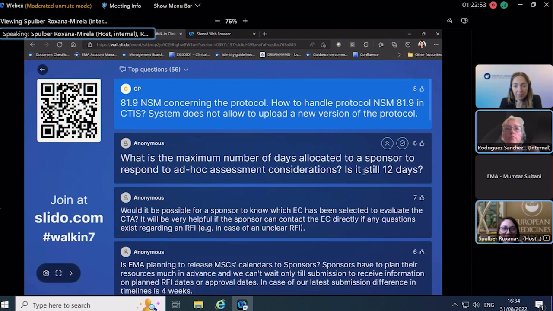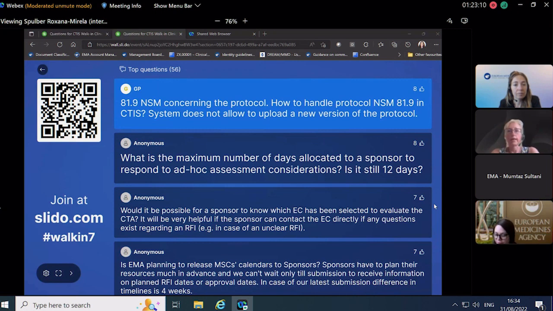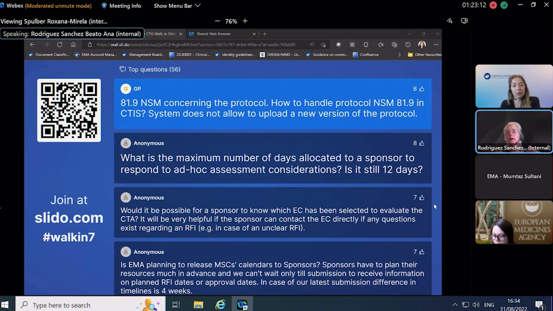So, non-substantial modification concerning the protocol. How to handle protocol non-substantial modification 81.9 when the CTIS system does not allow to upload a new version of the protocol? Okay, I think our advice is that you include this non-substantial modification as part of the next substantial modification. So you can include your substantial modification plus other non-substantial modification.